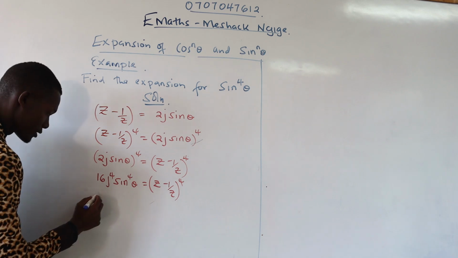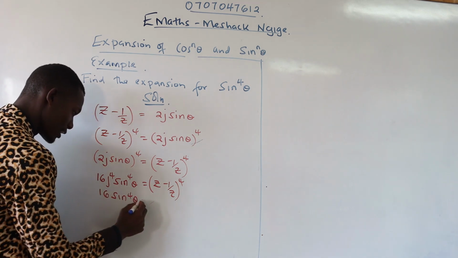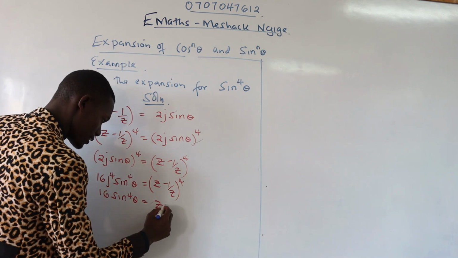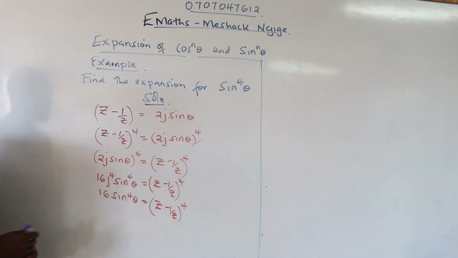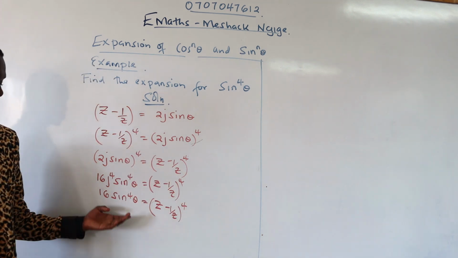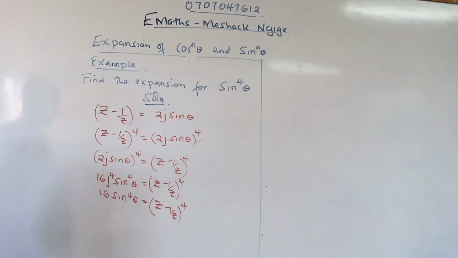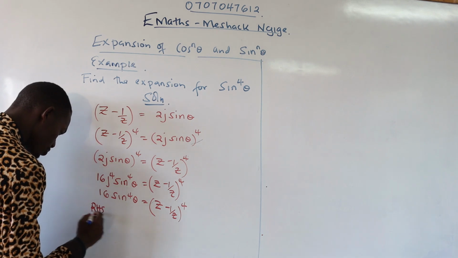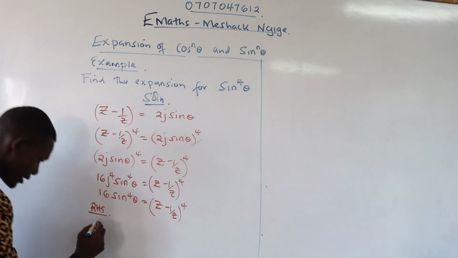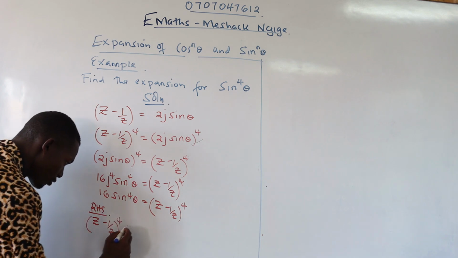So therefore, all these will narrow down to become 16 sine to power 4, then 1 over z, then to power 4. So this shall be our expansion. Now we expand the right hand side, using binomial expansion. So we are saying we have z minus 1 over z, then raised to power 4.